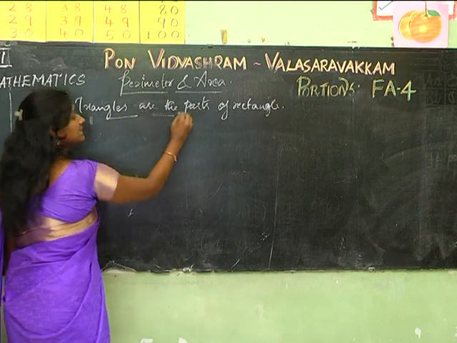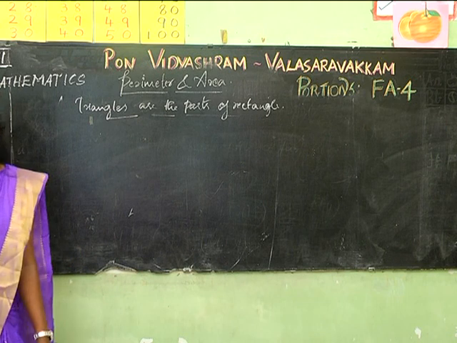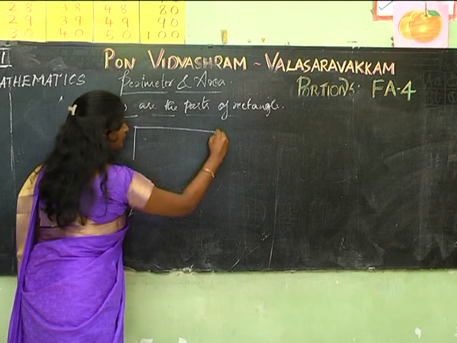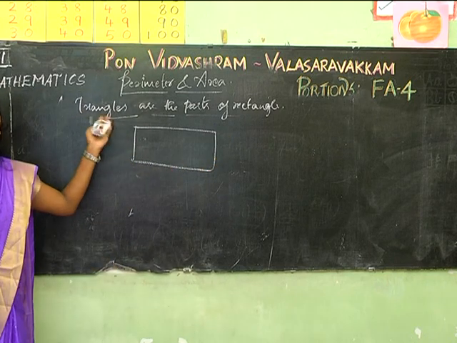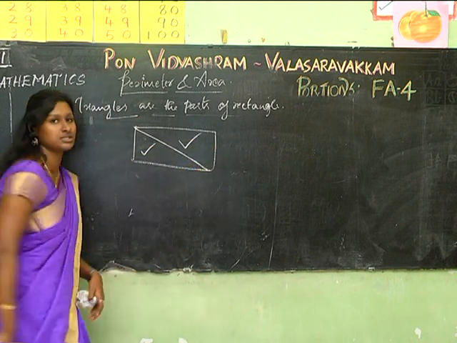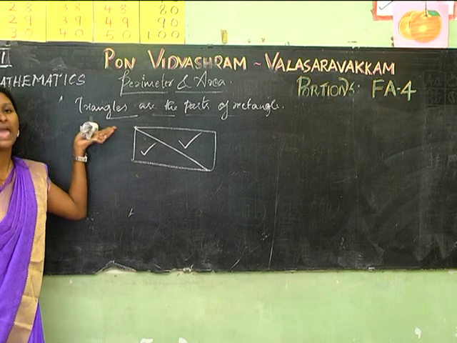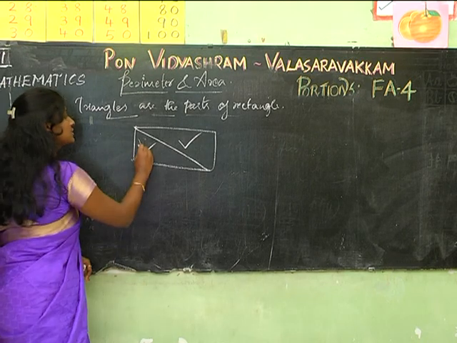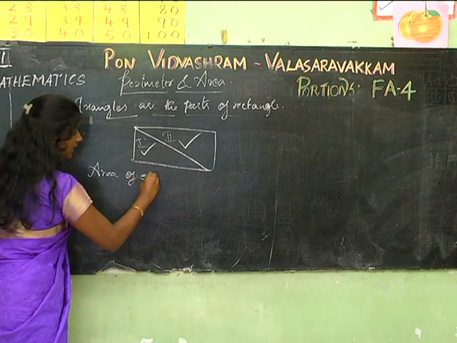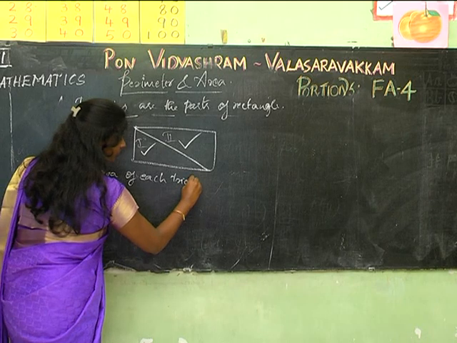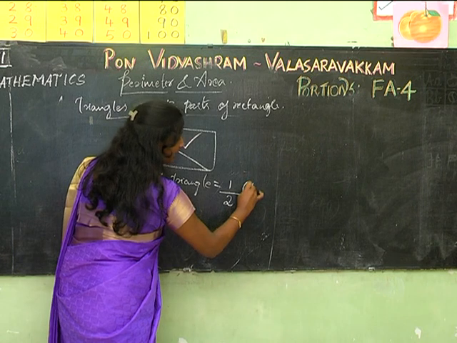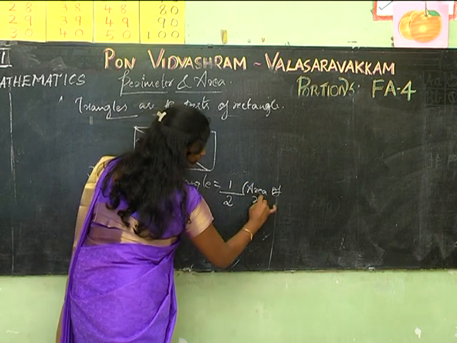My next topic is triangles as parts of rectangles. Okay, what the topic means. If we have a rectangle and I bisect the rectangle along a diagonal, I will have two triangles. So how will I find the area of each triangle? Area of the first triangle and area of the second triangle, so area of each triangle is equal to 1 by 2 of the area of the rectangle.